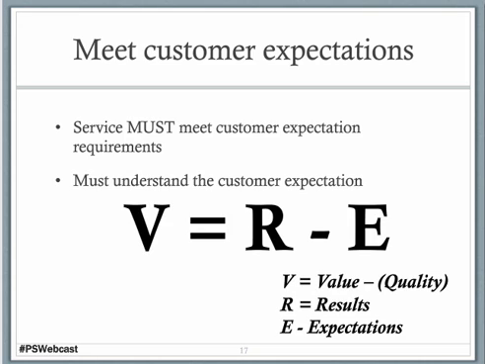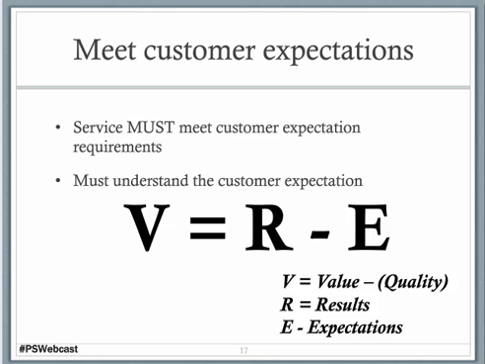So what do we have here? We have a V equals R minus E, which is a great formula to post in your staff dining room, and you can talk about this. How did we do today? Did we meet that customer's expectation? Did we give that customer value for the experience that we had?